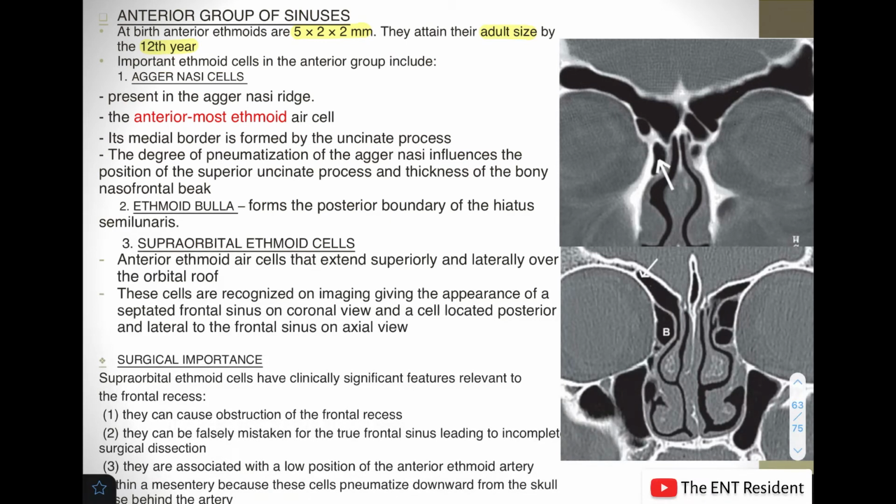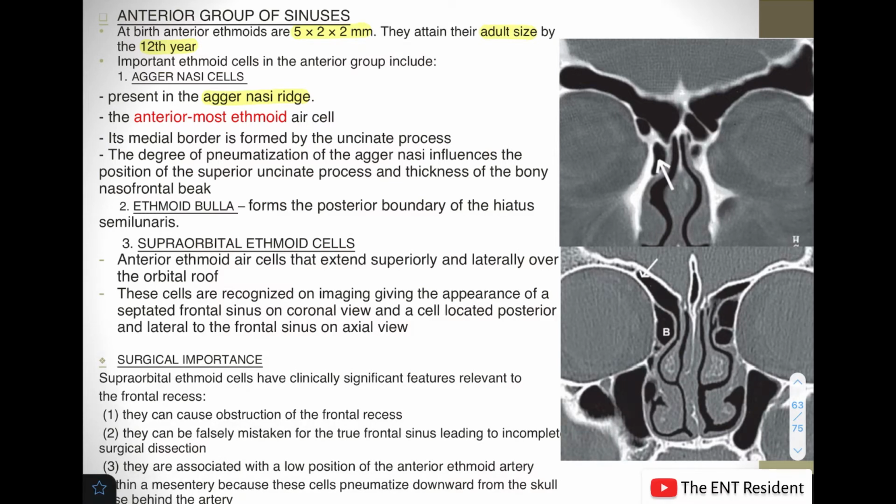First of them is the Agger Nasi cells. The Agger Nasi cells are present in the Agger Nasi ridge, which I explained in my video about the lateral nasal wall anatomy. The Agger Nasi cells are the anterior most ethmoidal air cells. This is a very important feature to remember. And its medial border is formed by the uncinate process.